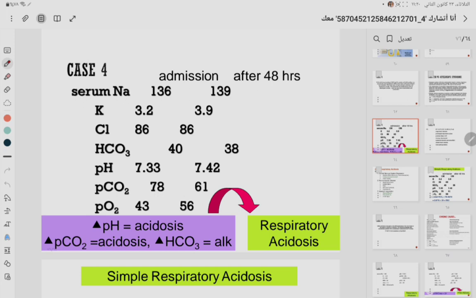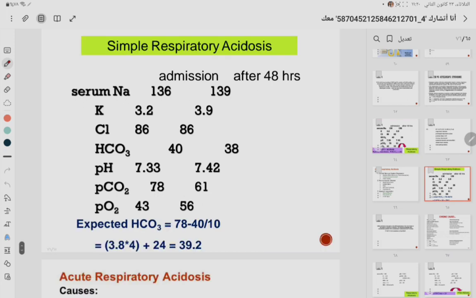Let's just come back to this math. 39.2, and the CO2 and the bicarb 40, so it's simple respiratory acidosis, yep.